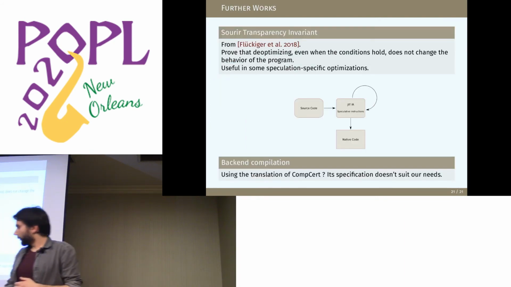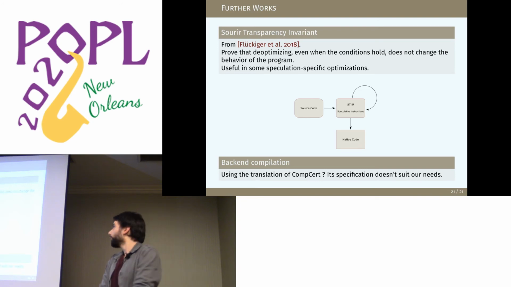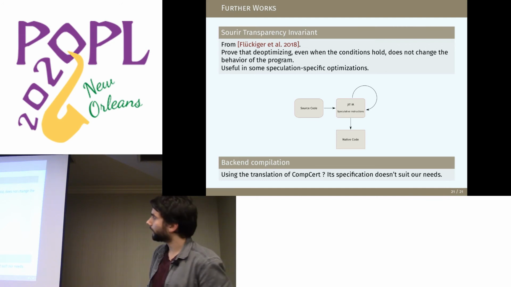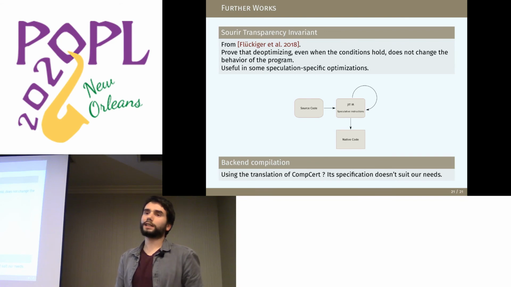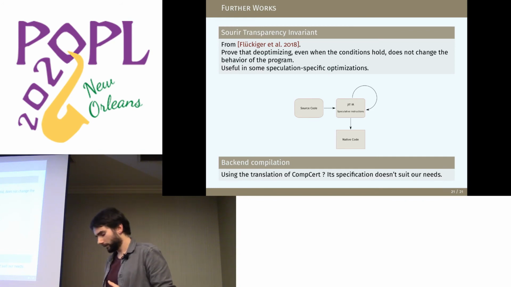Finally, for further work, because this is an ongoing Coq development, we would be very much interested in implementing and verifying the Sourire transparency invariant. This was introduced in Sourire, and basically it allows a much more precise handling of speculations. So you can move around your assume instructions a bit more freely and merge them and move them and so on. So this would be interesting.